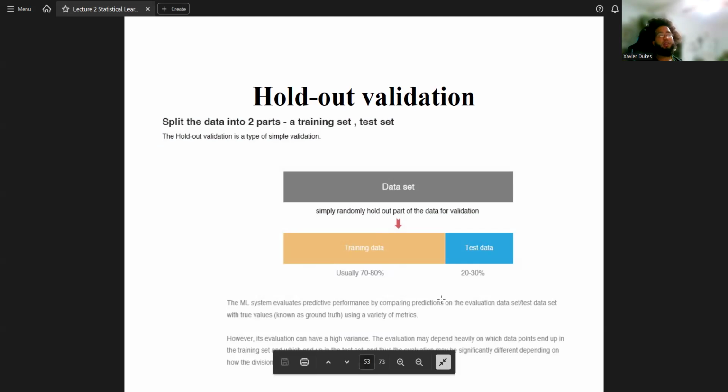The machine learning system evaluates predictive performance by comparing predictions on the evaluation data set with known true values, i.e. the ground truth or the labels of the samples, using a variety of metrics. However, its evaluation can have high variance. The evaluation may depend heavily on which data points end up in the training set and which end up in the test set, and thus evaluation may be significantly different depending on how the division is made.